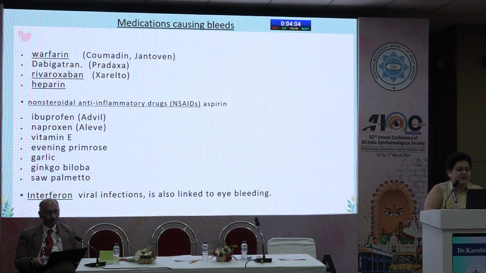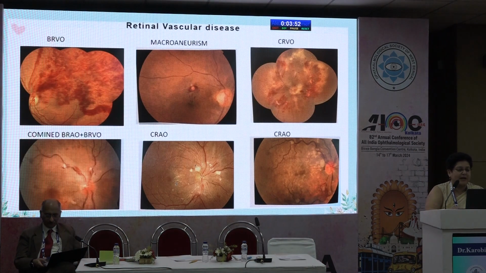And then there are non-steroidal anti-inflammatories which can give rise to bleeds in the eye. There are several other medications. So the history is of prime importance because you have to take all these histories. The interferons which are given for viral infections also can be linked to eye bleeding.